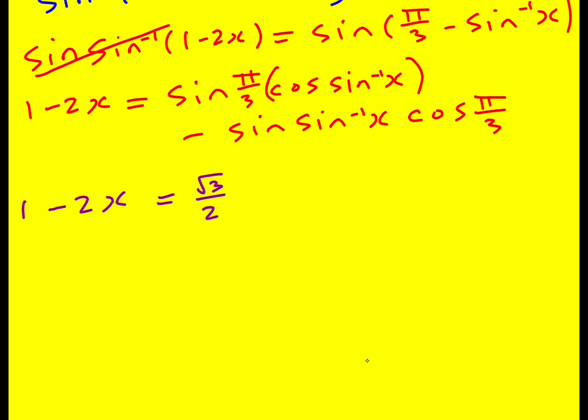Okay, now cos of inverse sine. Well, sine squared is 1 minus cos squared. I don't know why I wrote it like that. Cos squared is 1 minus sine squared. That's what I meant to write.